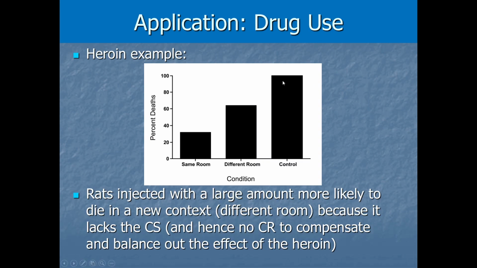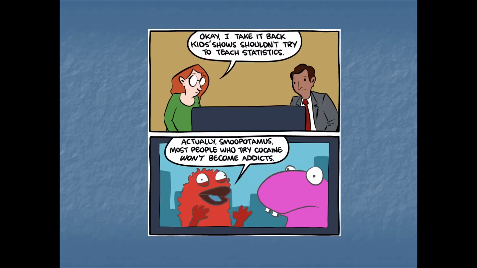And then, of course, the control group of rats, those who hadn't built up any tolerance at all, all died regardless of the room they were in. But that middle bar is the important one for human application. By lacking the conditioned stimulus, by lacking the usual context, there was no conditioned response to compensate and balance out the effect of that much heroin. In other words, despite both of these 2 groups having built up the same tolerance to the drug, their tolerance didn't kick in for this middle group because there wasn't the respondent conditioning cue present. There wasn't the CS.